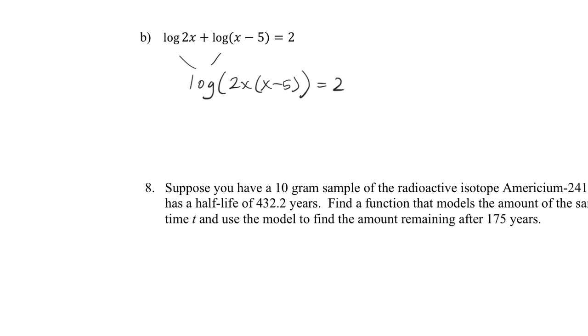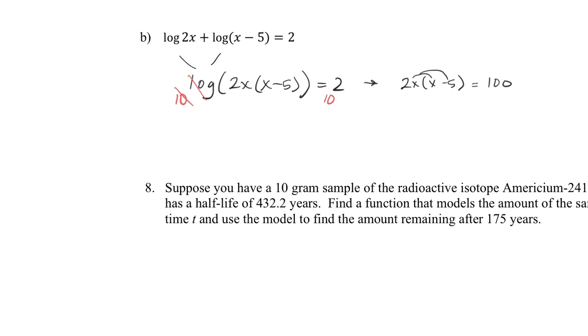Now that we have one single logarithm on the left side, we can cancel it using a base. And because it's a log base 10, we're going to use base 10. So base 10 cancels that logarithm. So now we have two x times x minus 5 is equal to 100.